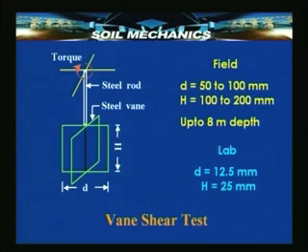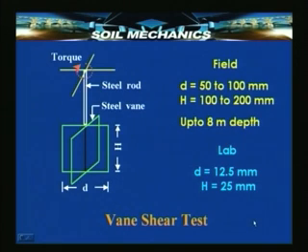As I mentioned last time, a vane is a device which has 2 blades or vanes like this, which are attached to a steel rod which can be rotated. There is a handle, that is, a torque can be applied. It has got dimensions of H and D as shown. The values of D and H usually vary in this range in the field device, whereas in the miniature lab device the values are much smaller. D is only 12.5 mm and H, the height, is 25 mm.